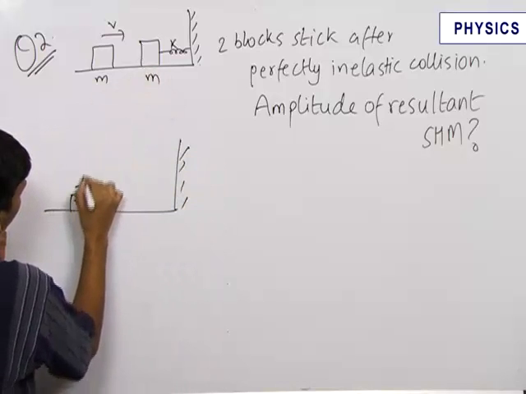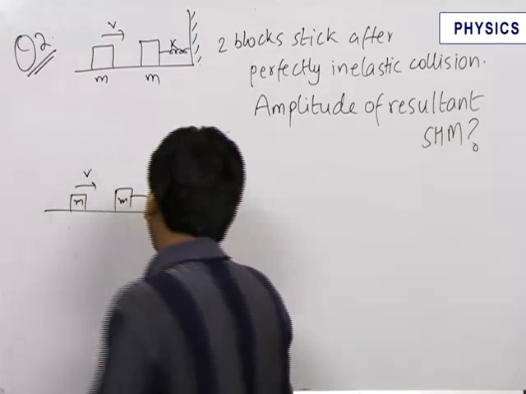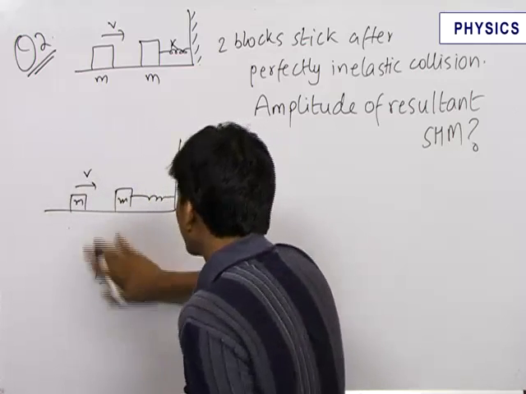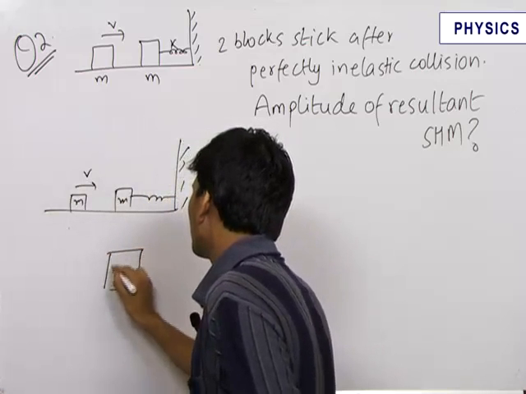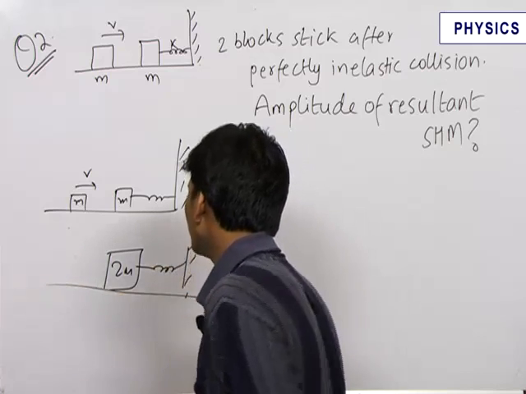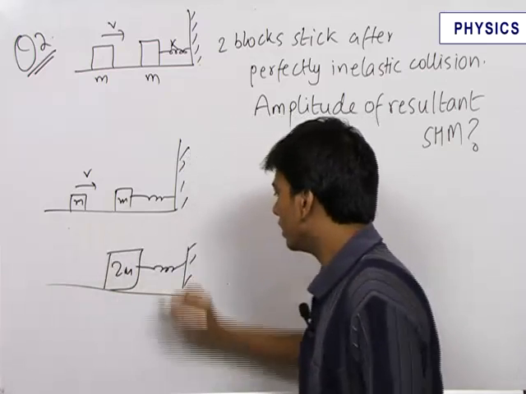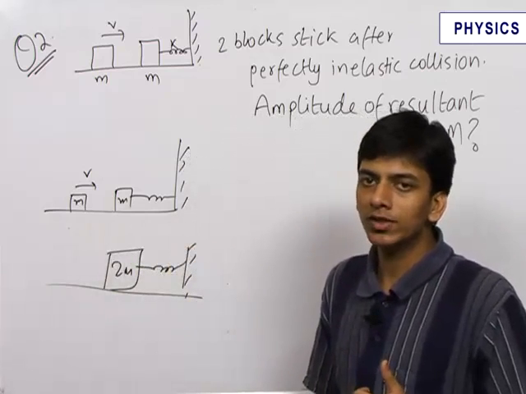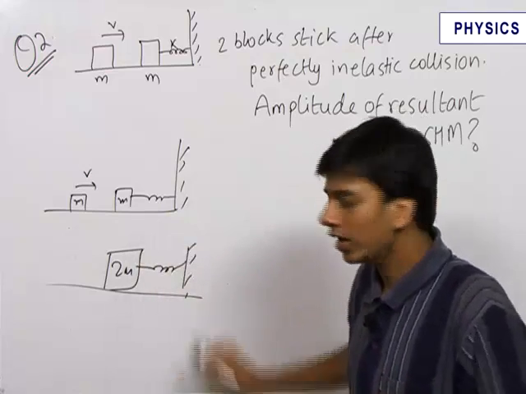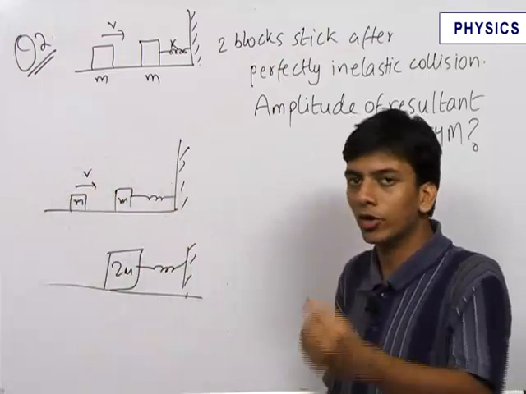This block of mass m coming with velocity v strikes this block of mass m already at rest. Finally, both of them stick together to become a single block of mass 2m, and they remain attached to the spring. Now, for the very small duration of collision, the spring force being a conservative force, its effect during the small interval of collision can be neglected. Therefore, we can apply momentum conservation on the system of these two blocks for the small time duration of collision.